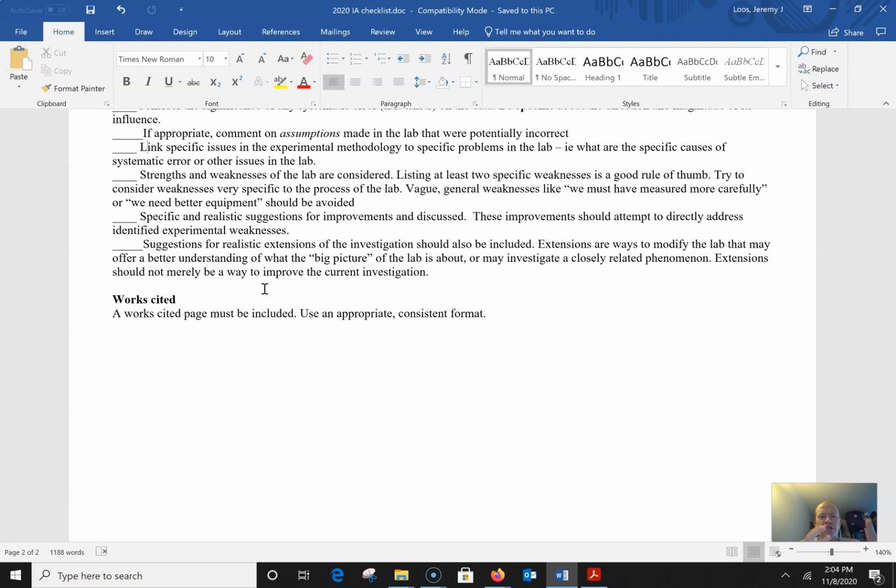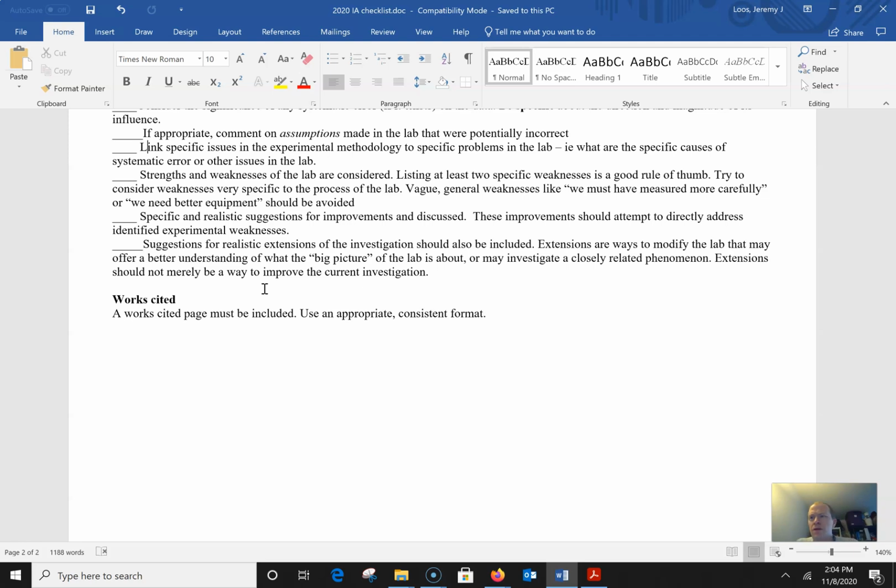So that's kind of the strengths and weaknesses. And this all goes together with error types and all that sort of thing. So as I said before, it all kind of overlaps. So suggestions for improvements. If you were doing an actual experiment, are there things you could change about the procedure that would directly impact these weaknesses?